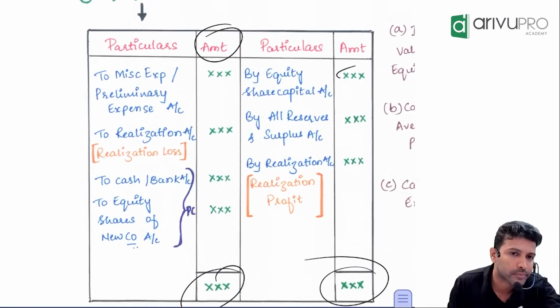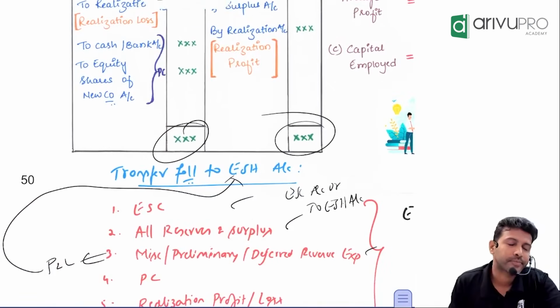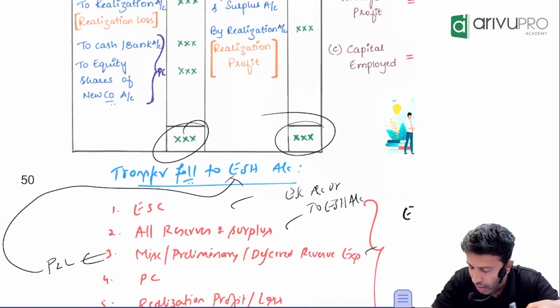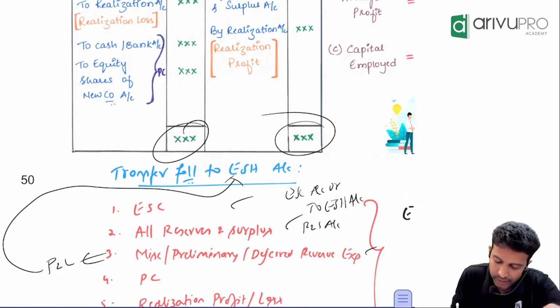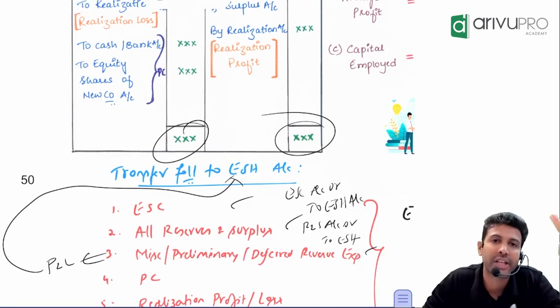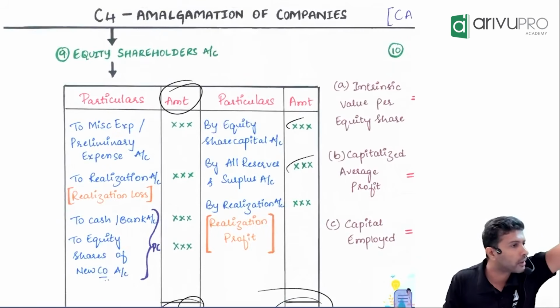Now, reserves and surplus has what balance? Credit balance. Reserves belong to equity shareholders again. So what entry will you pass? Reserves and surplus account debit to equity shareholders account. When you post this entry in the equity shareholders account, you post it as by reserves and surplus. Two components are done with the entries.